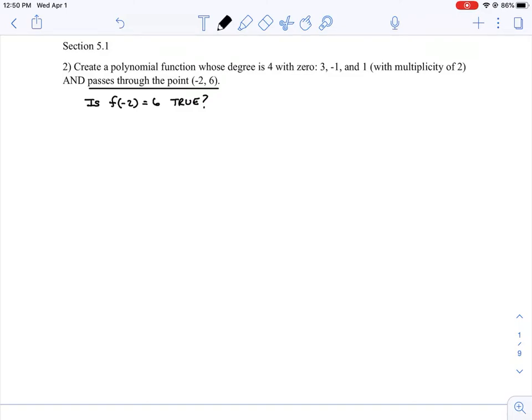So when we do this problem, we have to make sure that the polynomial passes through the point -2, 6. So when we substitute -2 into the polynomial, the result is 6. And let's get started. So let's write out each of the zeros. And notice again, I wrote out x is equal to 1 twice because x is equal to 1 has a multiplicity of 2. The corresponding factors are as such.